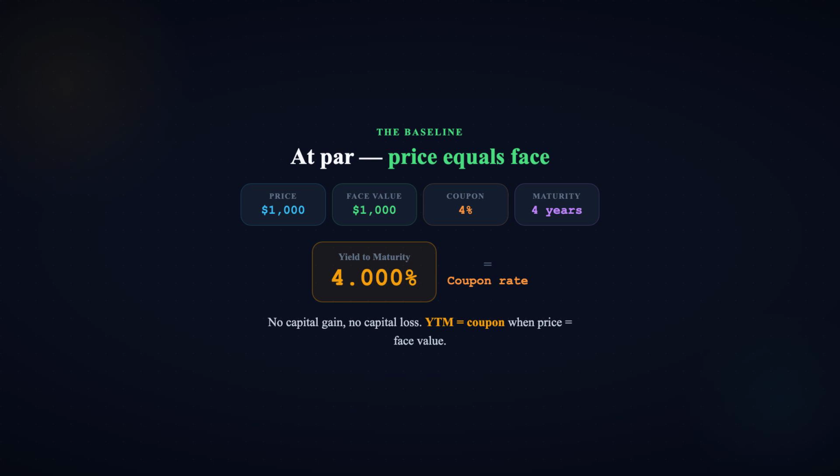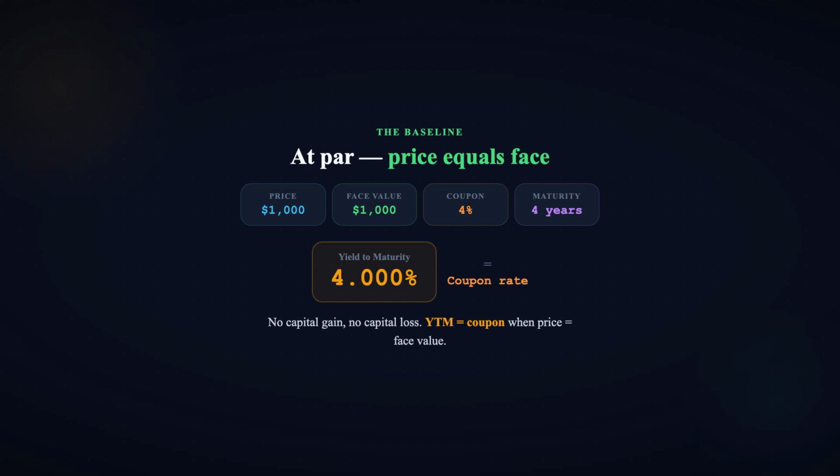Now, what is the yield to maturity? Think about it. You paid exactly face value. You receive exactly the coupon rate on that face value. There is no capital gain and no capital loss. The yield to maturity equals the coupon rate.